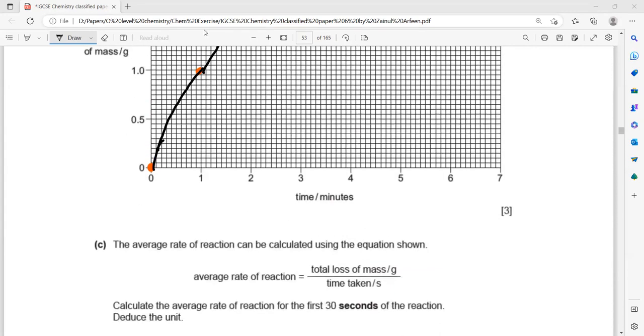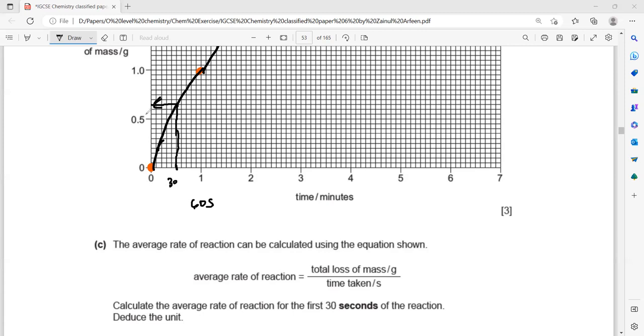So for the first 30 seconds, because this axis is in minutes, 1 minute equals 60 seconds. So 30 seconds will be in between, or 0.5 minutes. So this is 0.5 minutes, which equals 30 seconds. So we'll draw a line and find how much mass has changed.